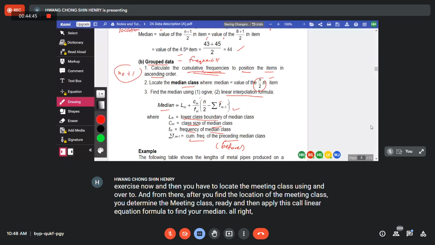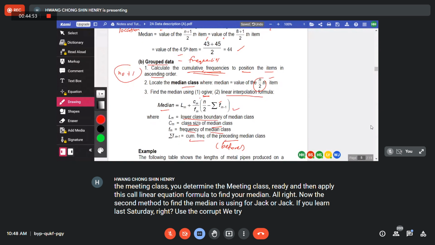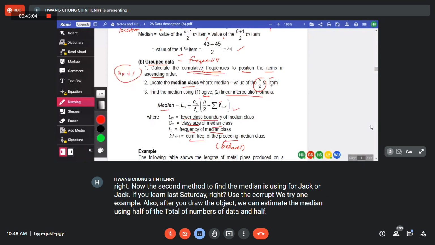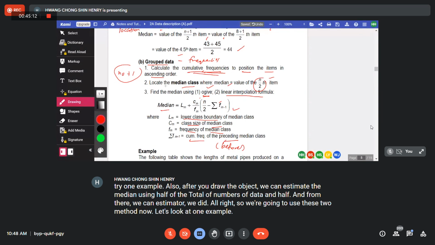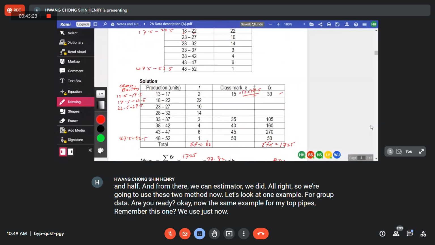All right. Now the second method to find the median is using OGIF. OGIF, which you learned last Saturday, right? Use the graph. We try one example also. After you draw the OGIF, we can estimate the median using half of the total number of data, n over 2. From there, we can estimate the median. All right. So we are going to use these two methods now. Let's look at one example for group data. Are you ready? Okay. Now, the same example for the mean types. Remember this one we used just now? Where is it?